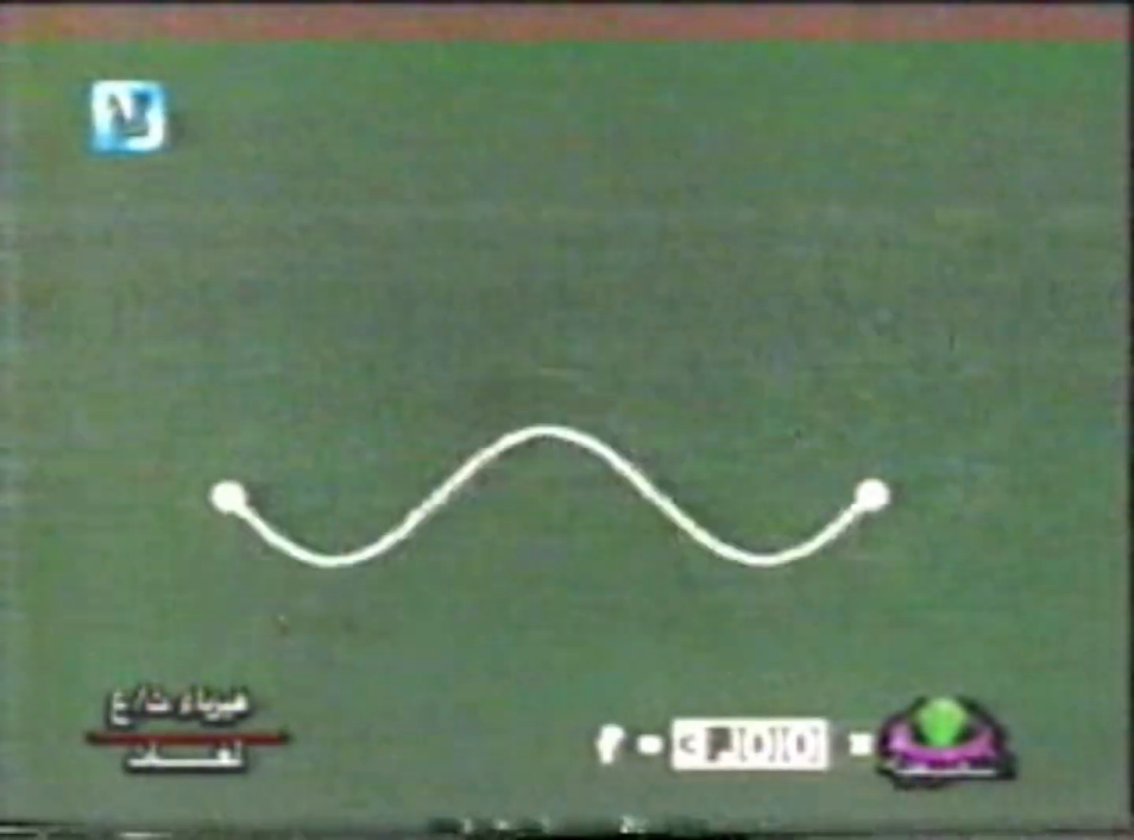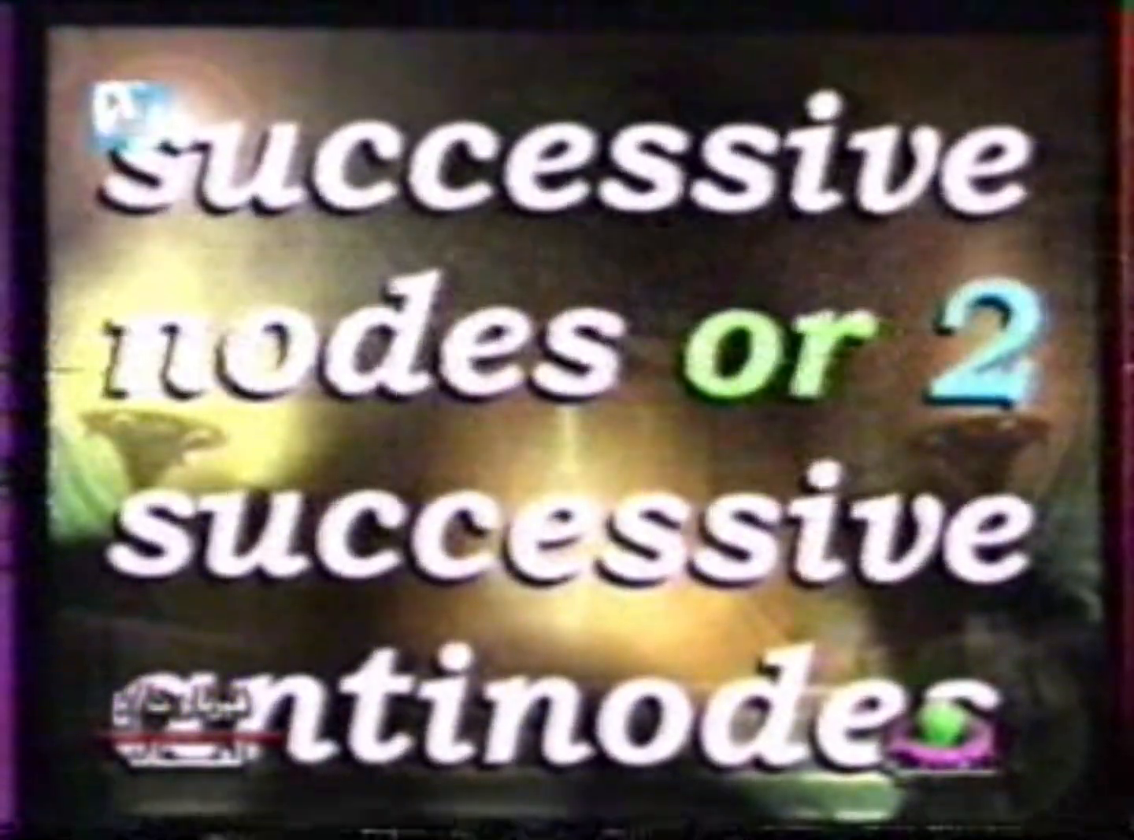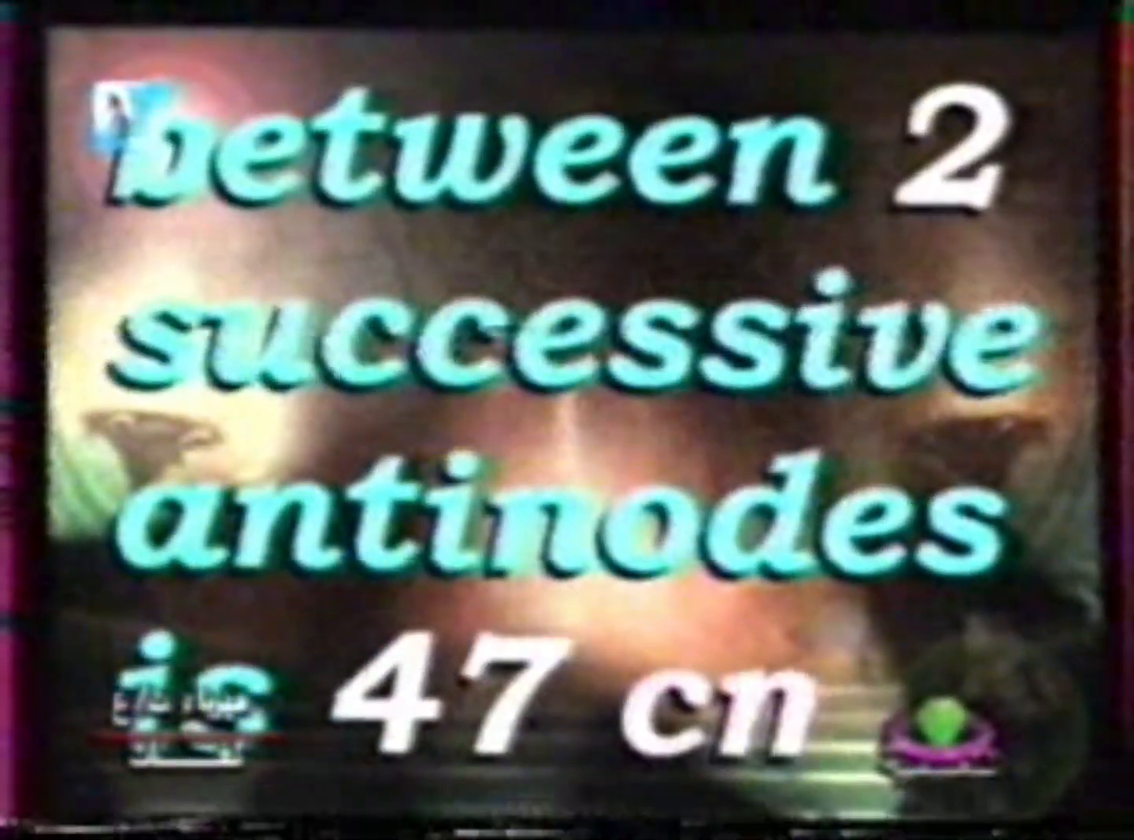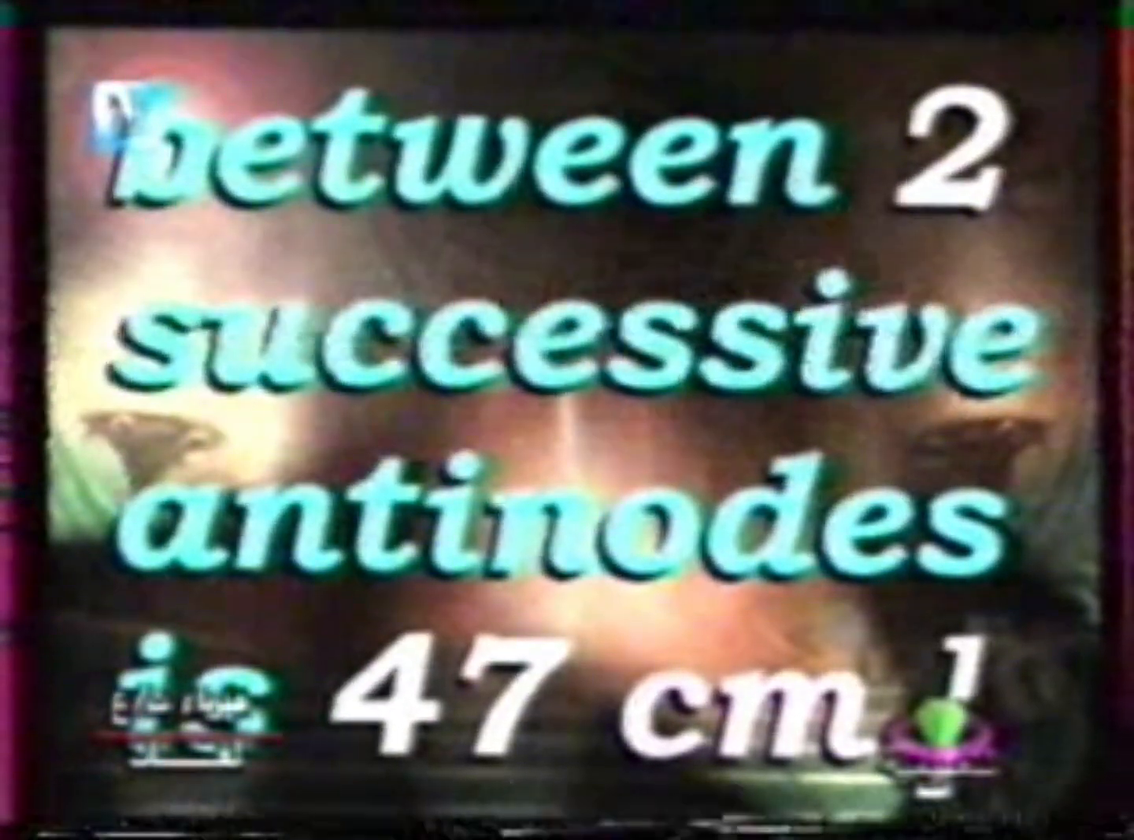The wavelength of the standing waves. It is twice the distance between two successive nodes or two successive antinodes. Now it's time to have a problem. The first one, a vibrator of 50 Hz is used to produce standing waves. The distance between two successive antinodes is 47 centimeters. Find the velocity of waves.